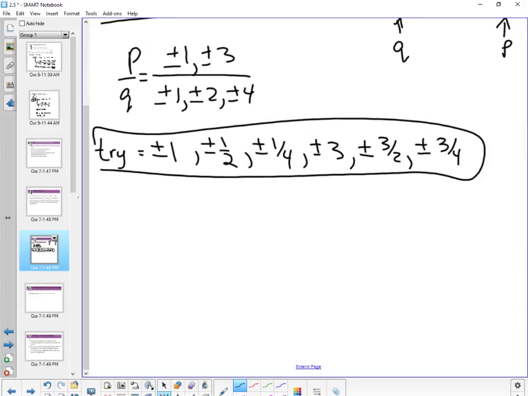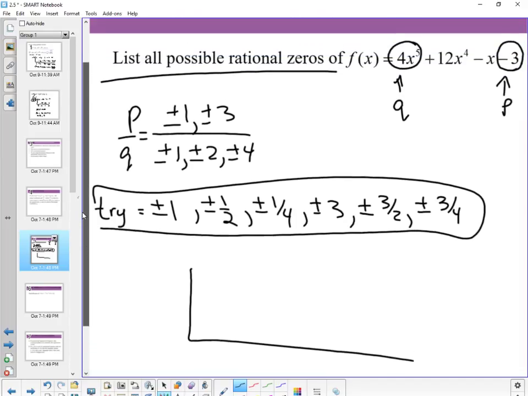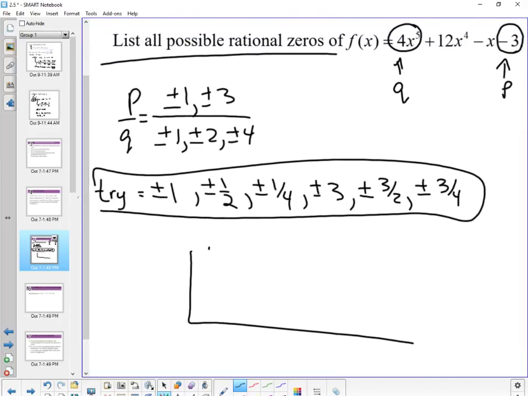So, here's the way I like to do this. We're actually going to do this now. It might come up on one of the different bullets, but we're just going to do it now. I'm going to start with my synthetic division. I need my coefficients, which are going to be 4, 12, 0, 0, negative 1, negative 3. Someone double check? 5, 4, 3, 2, 1, none. Right?